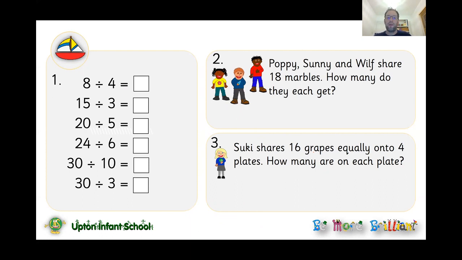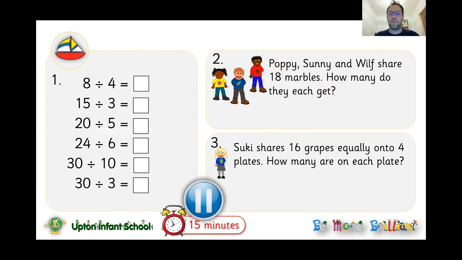We've got Poppy, Sunny and Wilf, and they've got 18 marbles, and they share them out. How many do they each get? So there's 3 people this time. They've got 18 and they're sharing between 3. And then the final question, Suki shares 16 grapes equally onto 4 plates. How many are on each plate? If you'd like to try these questions, and most of you should be able to answer this one, then pause the video here. And again, I think about 15 minutes will be plenty of time for this.